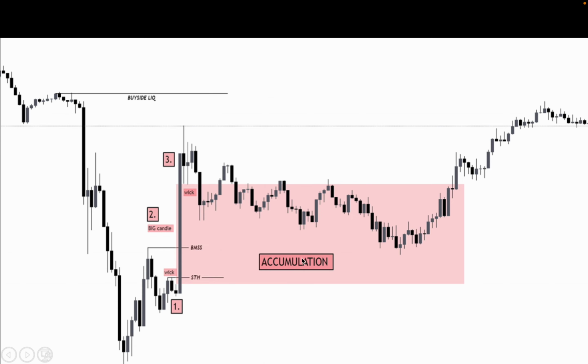Now, we're starting to see accumulation in this phase, okay? First phase is accumulation, then we have manipulation, and then we have distribution. So if you look at this chart, you see that price is starting to go under. Most people look at this as a continuation to the downside. We have a retracement, and then we have a continuation to the downside. But I see this as accumulation.